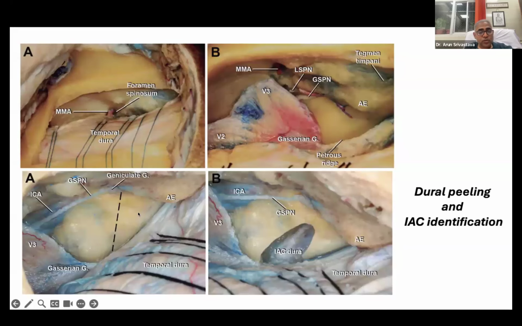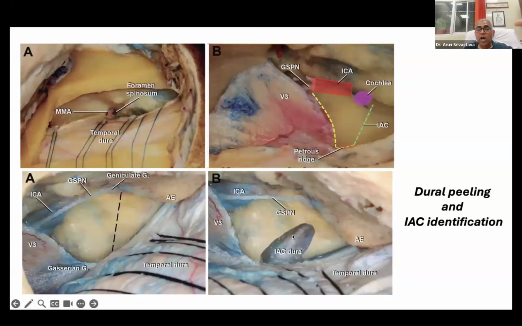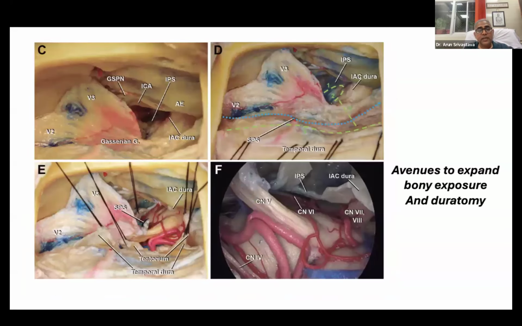Thank you, sir. So, one thing I would like to address is the landmark for the internal acoustic meatus. With the arcuate eminence and geniculate ganglion preserved, this makes a 120-degree angle. You bisect it. This is the line for the internal acoustic meatus. Another way is that it is in the continuation of the external acoustic meatus. Another thing is you can make a 60-degree line with the arcuate eminence. So that is how you will get the exposure and the drilling, right?